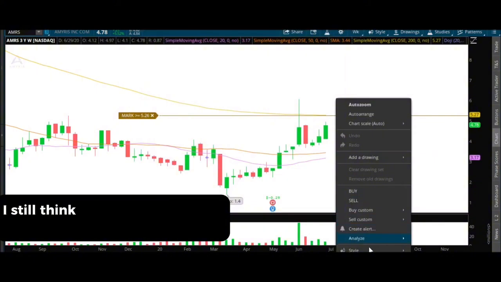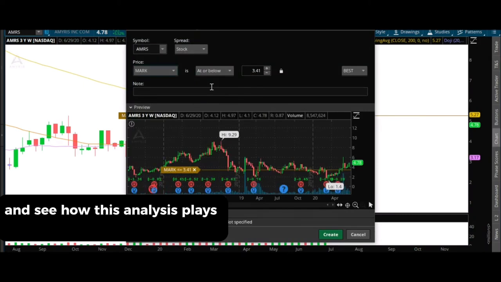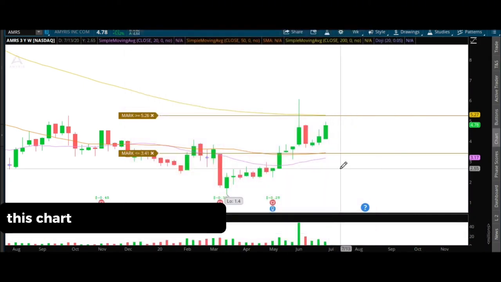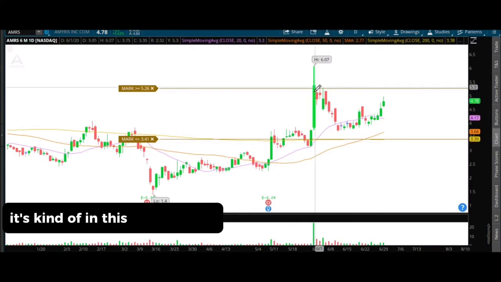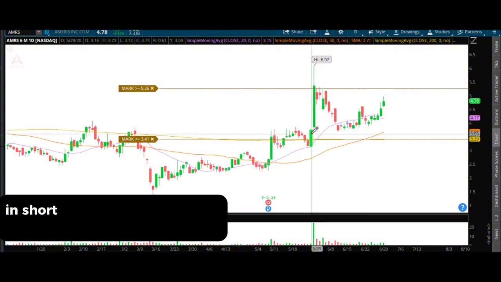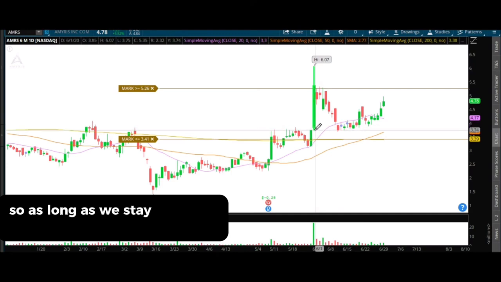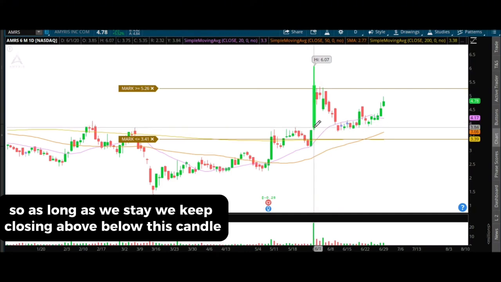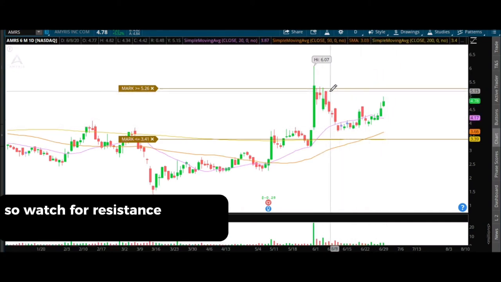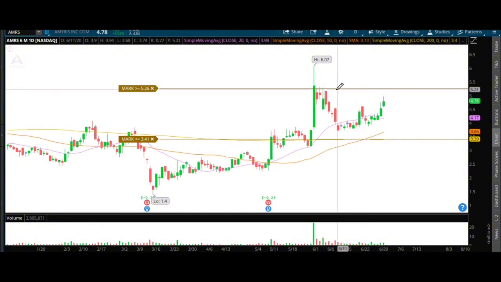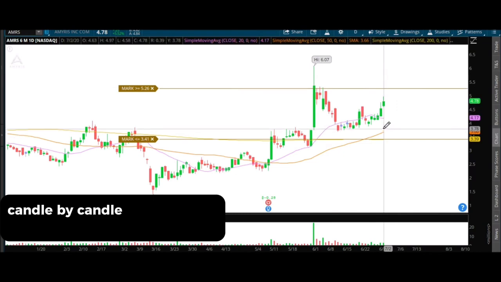Even if I don't trade this, I still think it's really interesting to look back at this and see how this analysis plays out. I mean, that goes for any stock, but this chart is really kind of crazy. So I'm really curious what happens with this one. Right now, it's kind of in this pattern here. This is a bull flag pattern, short-term uptrend within a very long-term bearish trend. So as long as we keep closing above the low of this candle, we're in decent shape. Plus, we're above these moving averages here. So watch for resistance up here where my alerts are, and then you could have a little breakout here, but it's candle by candle. Let's see how this plays out.